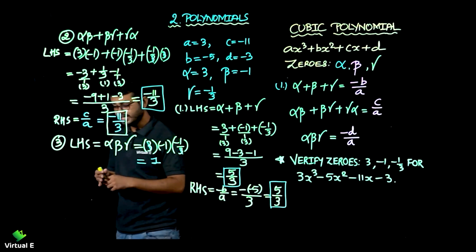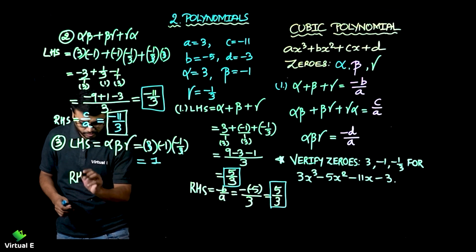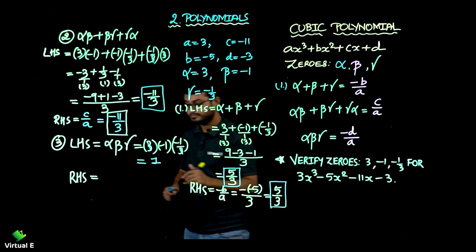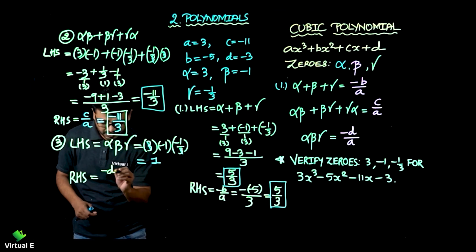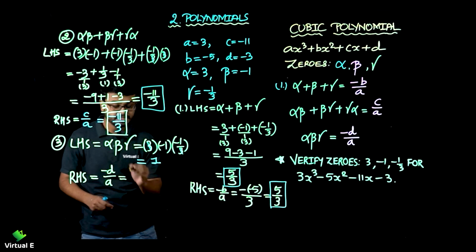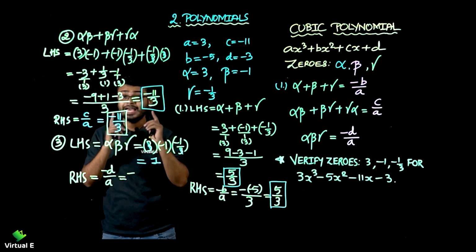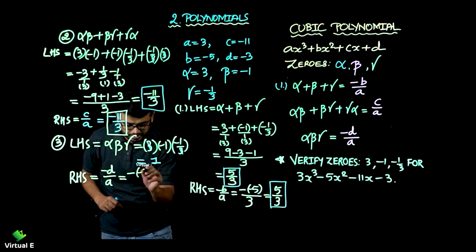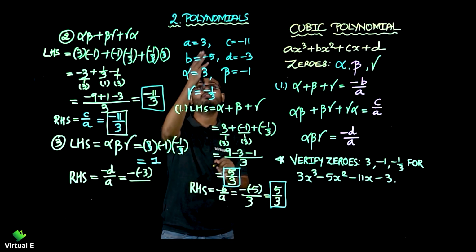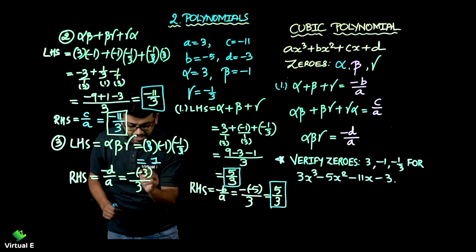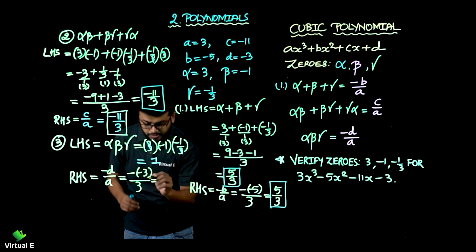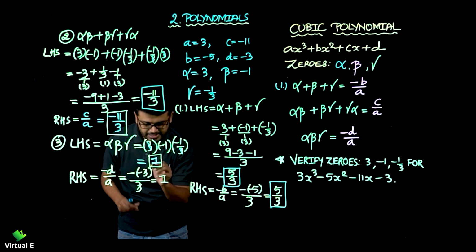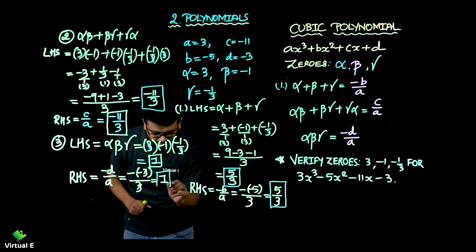Now let's talk about the RHS. What is the formula for RHS? It is minus D by A. So let's write minus D by A. First of all I will be putting minus as the formula, remember. Then value of D is minus 3. And what is the value of A? Which is 3. Minus minus will be plus, and 3 3 will get cancelled. So it is also 1. So my LHS and RHS are verified.